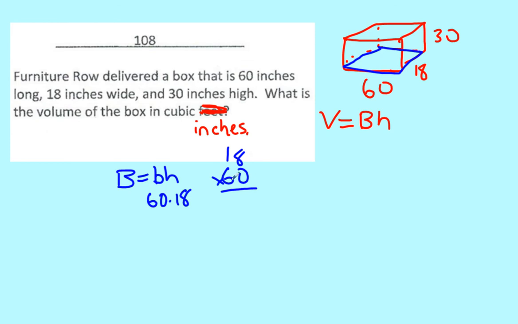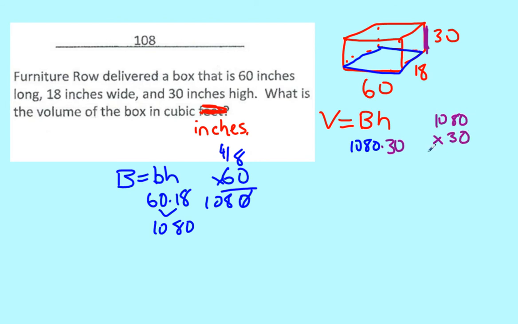Alright. Everything times 0 is just 0, so we go to the 6. 6 times 8, 48, 4, 10. So 1080. Okay, that's big B. We bring that over here, 1080 times the height of the prism, which is a number we didn't use, or 30. So we say 1080 times 30.